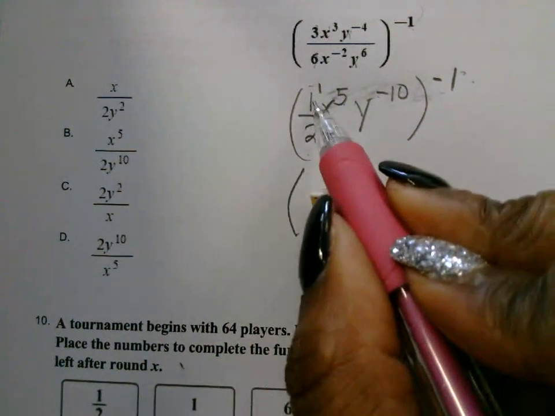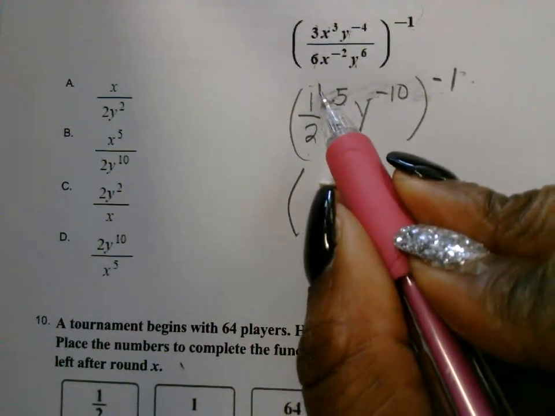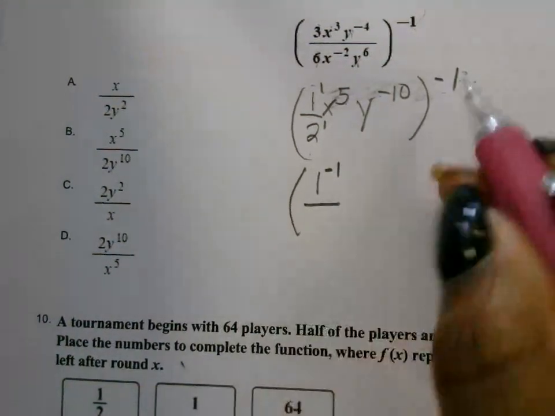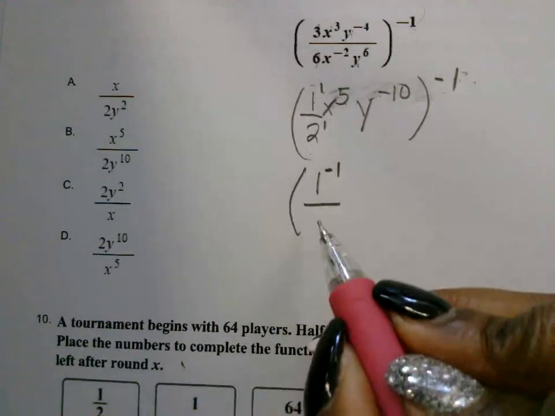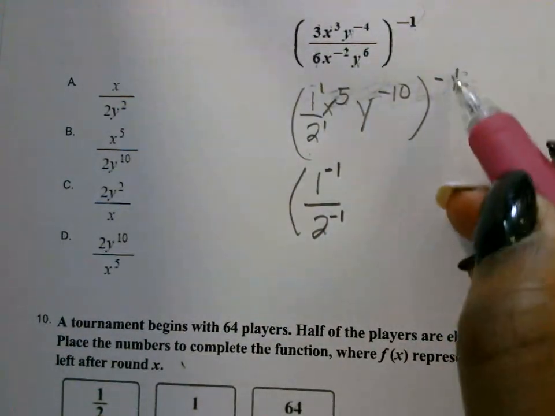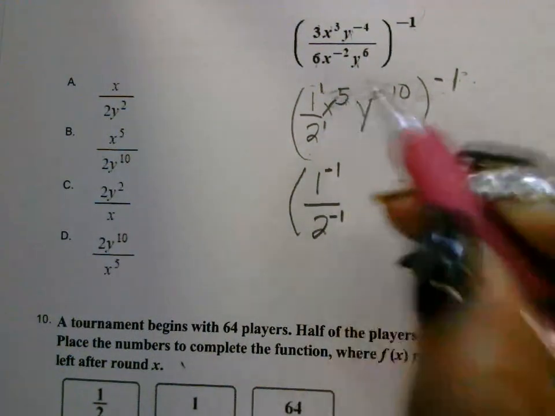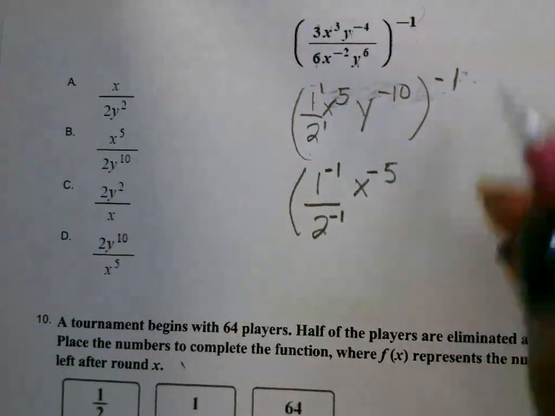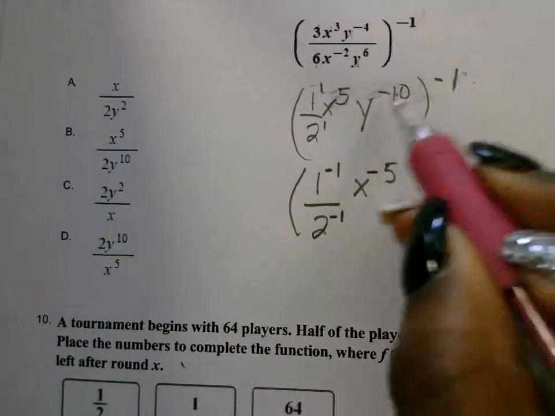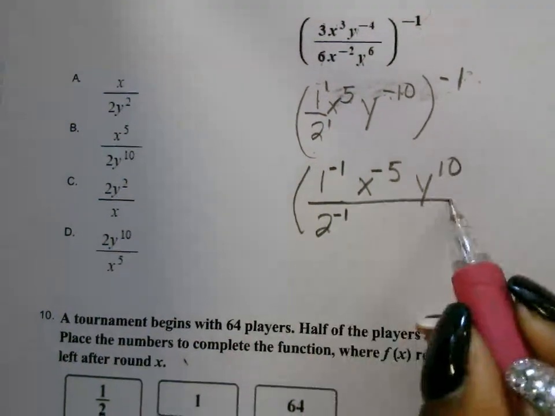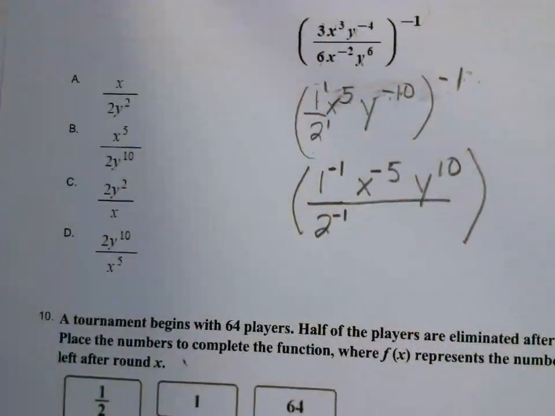So first, this 1 times negative 1 is going to be negative 1. Then this negative 1 times this positive 1 is going to make this negative 1. Then this negative 1 times a positive 5 is going to make it a negative 5. Then this negative 1 times this negative 10 is going to make it a positive 10. Any questions?